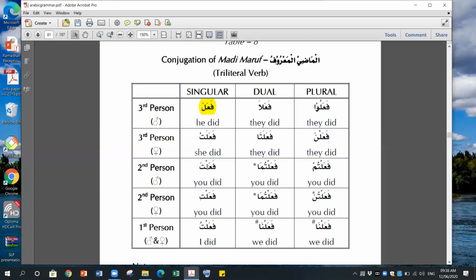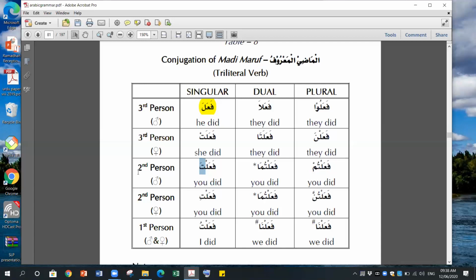This is the root word fa'ain lam. What is the difference? We added one ta, but with fatha. Correct, with fatha. Fa'alta, you did. Sharibta, you drank. Katabta, you wrote.